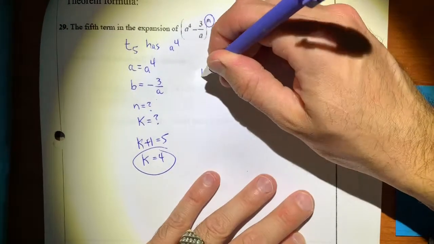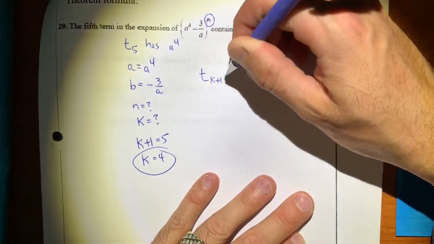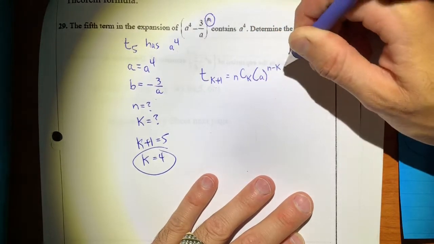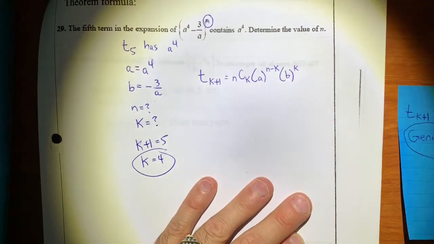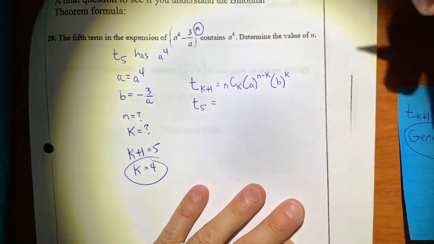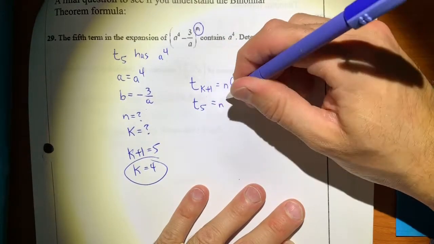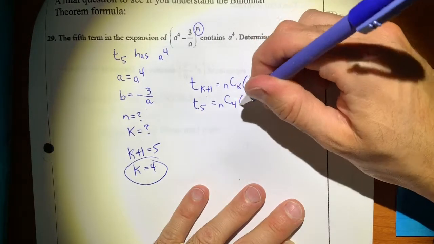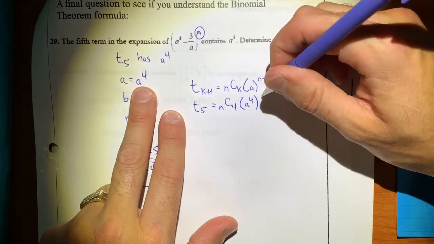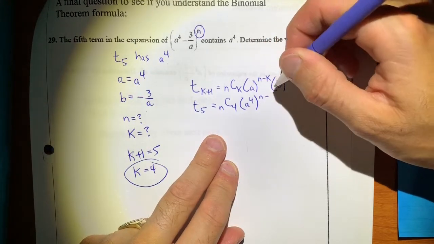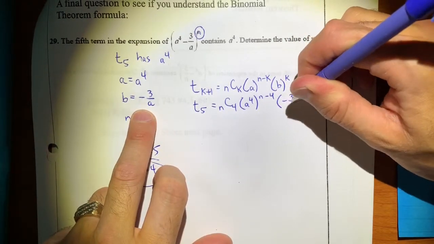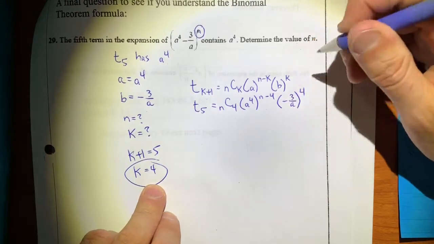Okay. Then I'm going to go to my general term formula, which I'm going to rewrite. It's good for your brain. Helps you remember. All right. That looks good. So I got term 5 equals, so I don't know n, so I'm just going to write n c 4. And then a is a to the 4, it's raised to the n minus k, which is 4. And then b is -3 over a, and it's raised to the power of k.